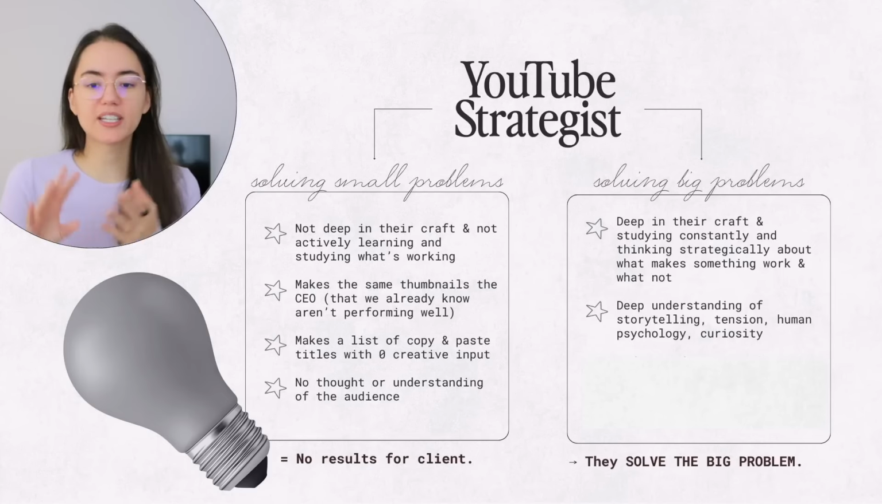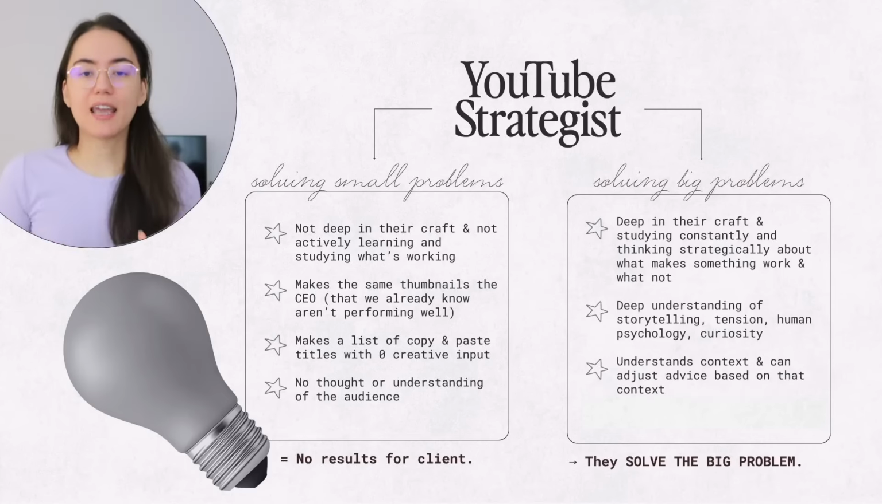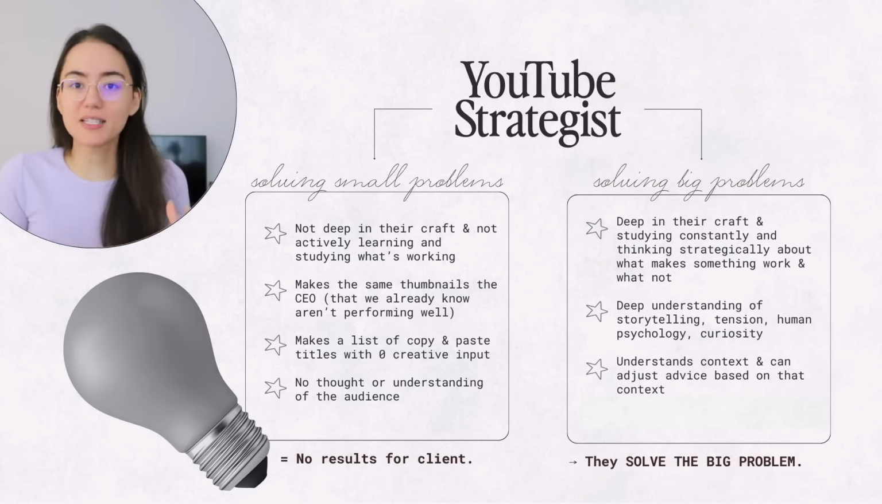First one is studying, studious. They care about their craft and they want to be as good as they can at what they are doing, and they're studying constantly and they have that curiosity to learn. That makes a huge difference to how much money someone earns, honestly. They have a deep understanding of storytelling, tension, human psychology, curiosity. They understand context. They can adjust advice based on that context.